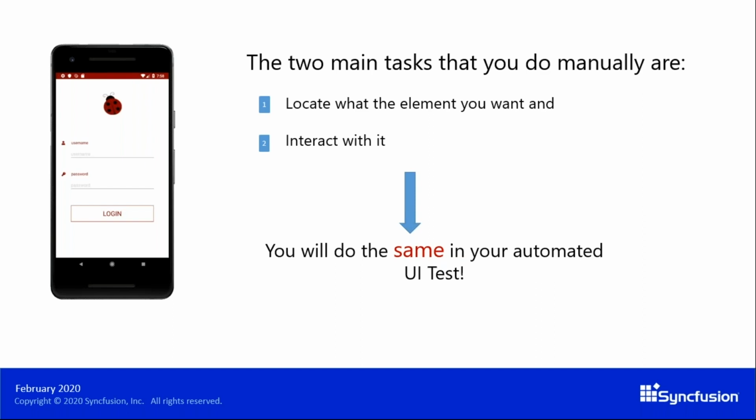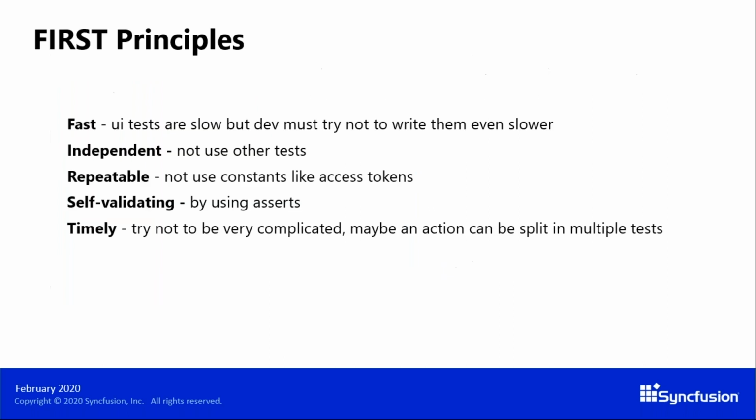Also, while we're speaking about UI tests, there are some nice principles that it's very good to keep in mind while you're thinking about writing your UI tests. In order to have smooth UI tests, your UI tests need to be fast. Also because usually testing the user interface is kind of slow, as a developer, you'll try not to make them even slower. As with any test you are writing, they need to be independent and also repeatable.